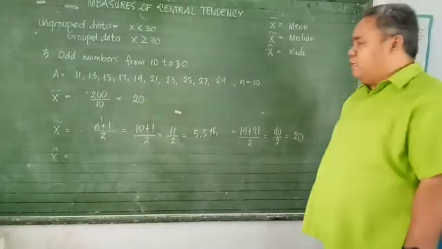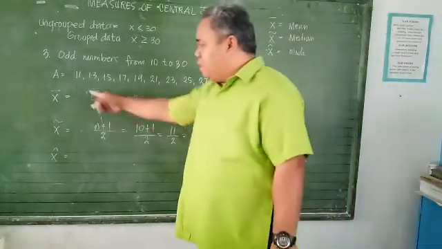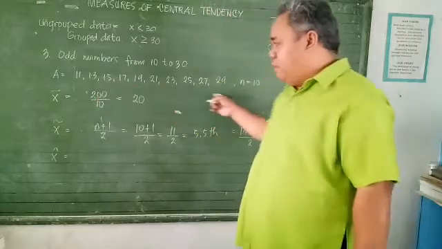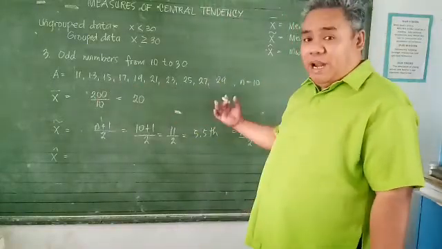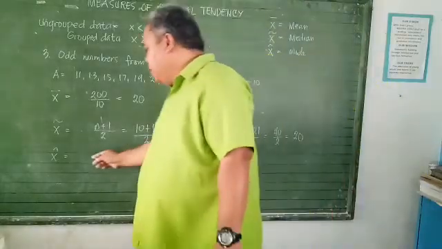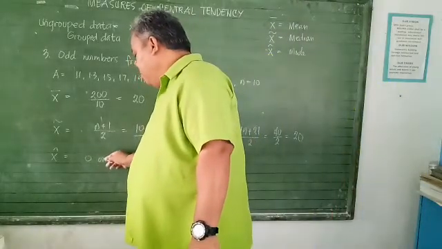And what about your mode? Can you examine the numbers that are repeated in that array of data here? Meron bang naulit dyan na number? Walang naulit na number. So, ibig sabihin, ano ang ilalagay nyo sa mode? Your mode will be 0 or none.